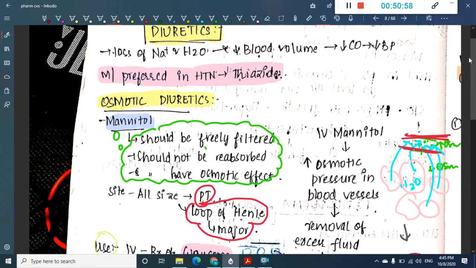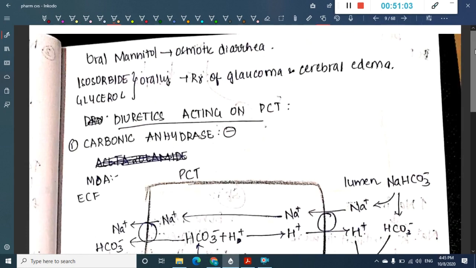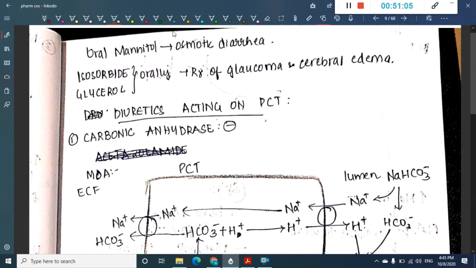Okay, then this oral mannitol, this is if you give mannitol orally. If you give IV mannitol, that is the action. If you give the same mannitol orally, this will cause osmotic diarrhea. Okay, it will cause osmotic diarrhea.